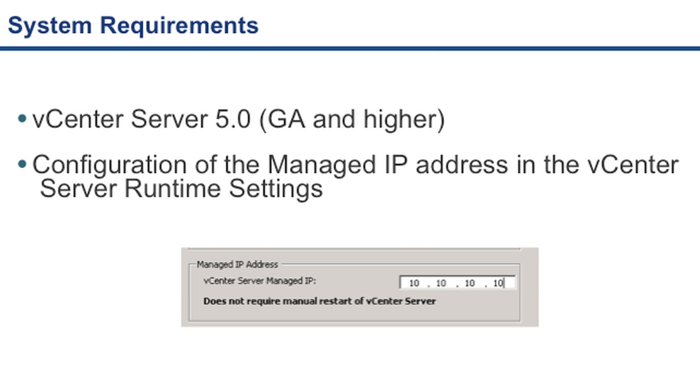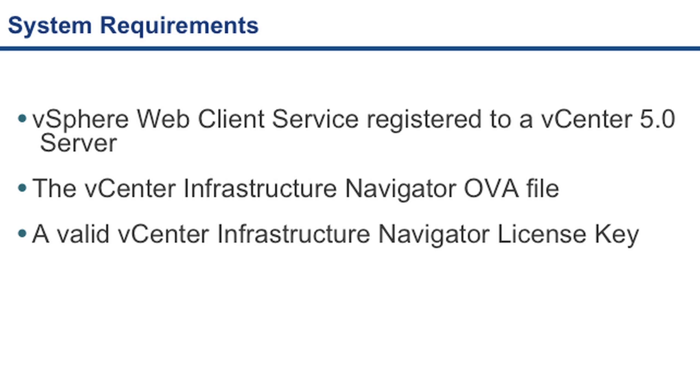The system requirements for vCenter Infrastructure Navigator are vCenter Server 5.0 GA and higher, configuration of the managed IP address in the vCenter Server runtime settings, the vSphere web client service registered to a vCenter 5.0 server, the vCenter Infrastructure Navigator OVA file, and a valid vCenter Infrastructure Navigator license key.